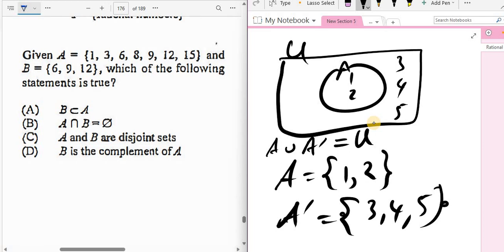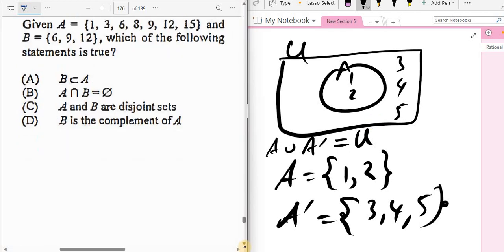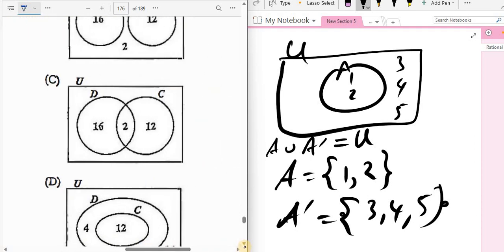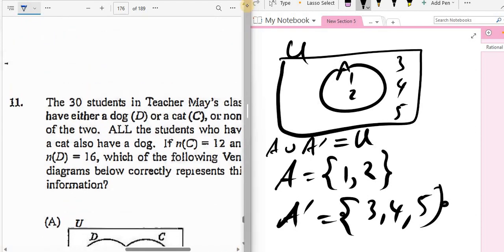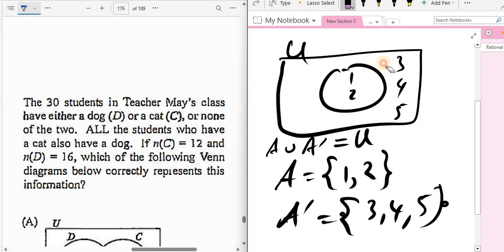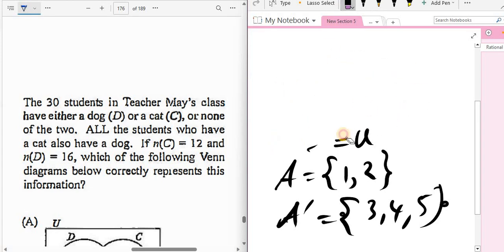Clear? Following? Okay, alright, so I think we finished with that one now. Can we move on now? Let's look at this one. So the students in the class. Anybody want to read that one? They'll have to read.